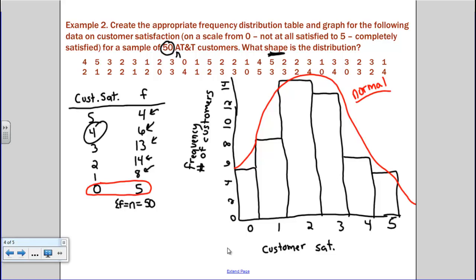Statisticians love normal curves, and you're going to find out why for the rest of the semester. But I'm looking at this, the normal curve. The bulk of customers are right in the middle, around a 2 or a 3. And then you have some who are extremely satisfied, and then some who are extremely dissatisfied. All right, let's move on to the next example.